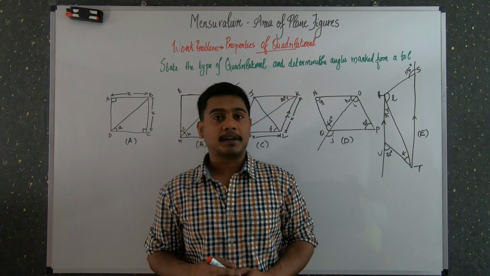State the type of quadrilateral and determine angles marked from A to L. There are different angles marked: A, B, C, D, E, F, G, H, I, J, K, L. We need to find all these angles and also what kind of quadrilateral this is. First, let's determine the kinds of quadrilateral. You can say that all four sides are equal, and also the angles are right angles, so this is a square.